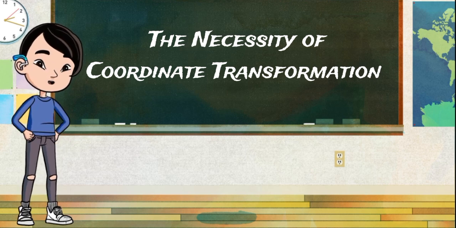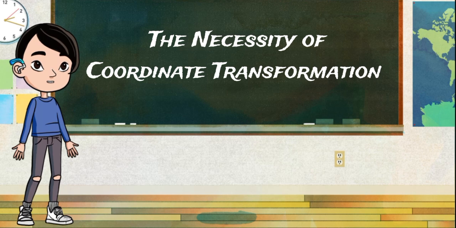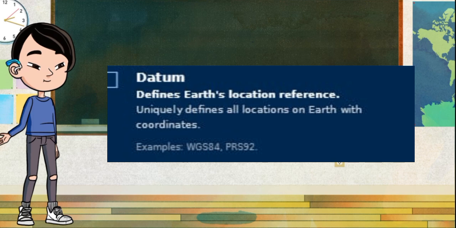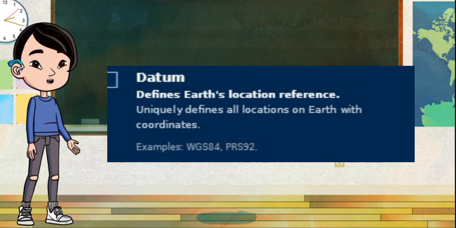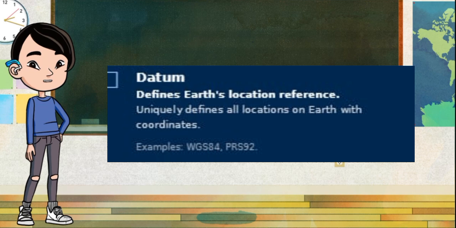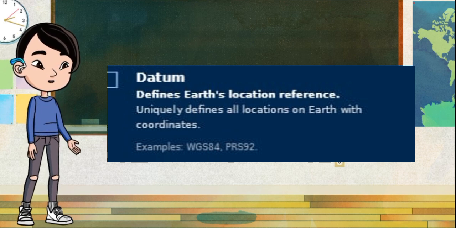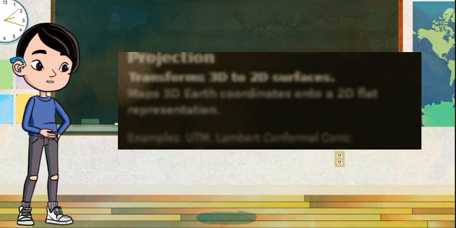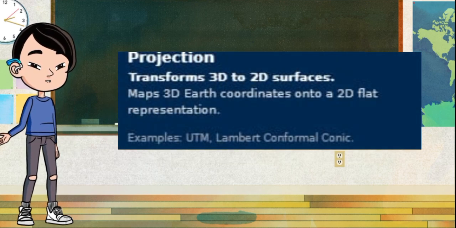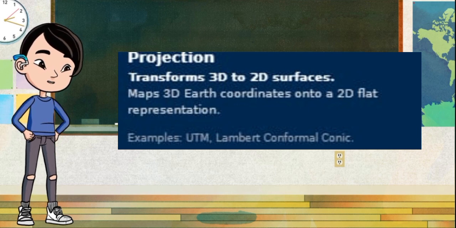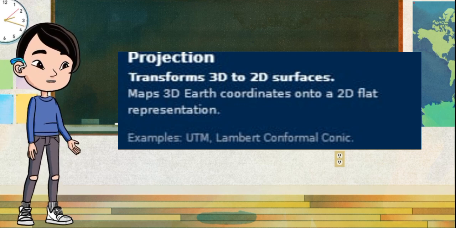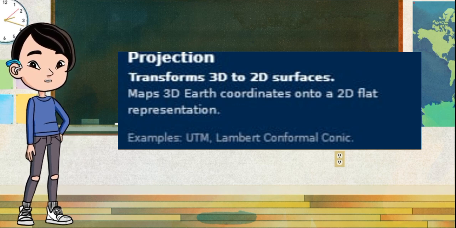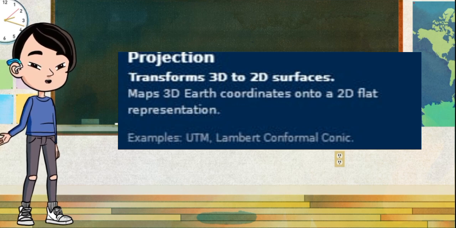To understand the transformation, we must recognize its two main components. Datum. This is the definition of Earth's location reference. A datum uniquely defines all locations on Earth with coordinates. We've previously discussed examples like WGS 84 and PRS 92. Projection. This is the mathematical process that transforms 3D coordinates onto a 2D flat surface for mapping. Common examples include the Universal Transverse Mercator or UTM and the Lambert conformal conic projections.